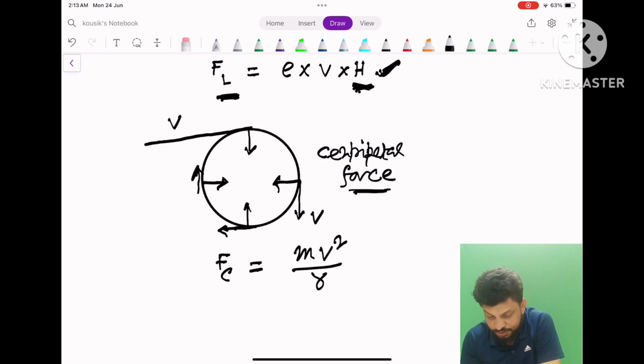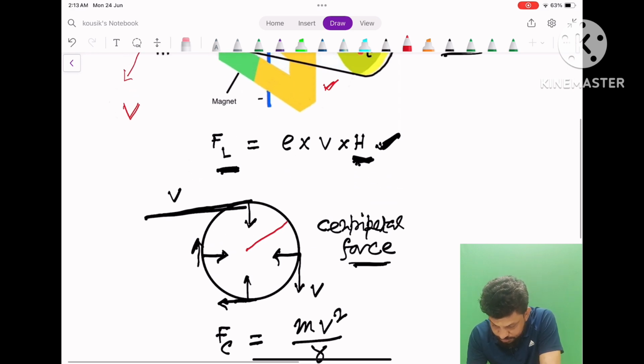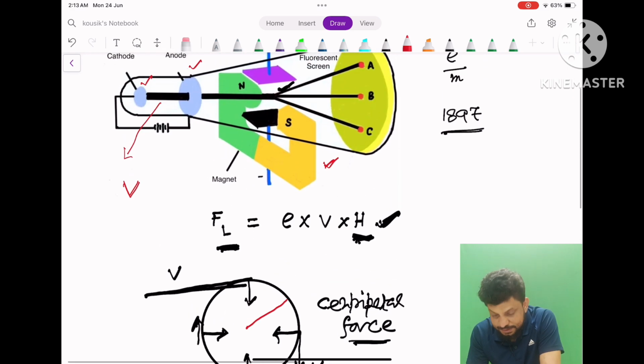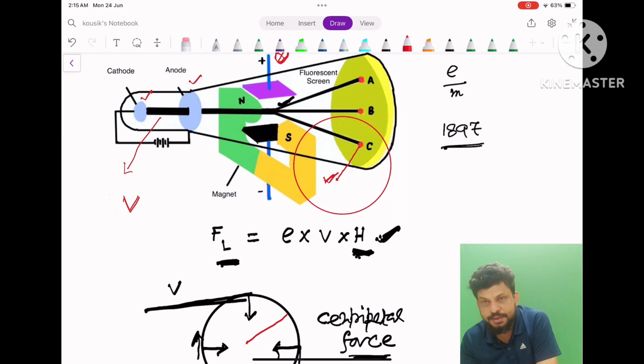Here m is the mass of electron, v is the velocity of electron, and r is the radius of curvature. This is the r. R is the radius of curvature. If we want to draw this in the picture, here we can draw a circle, and this is R. There may be an error in this picture, but I think it is clear for you.